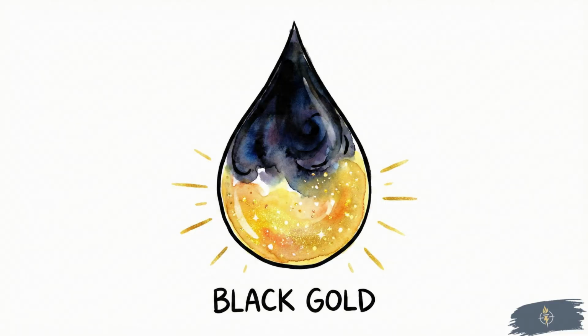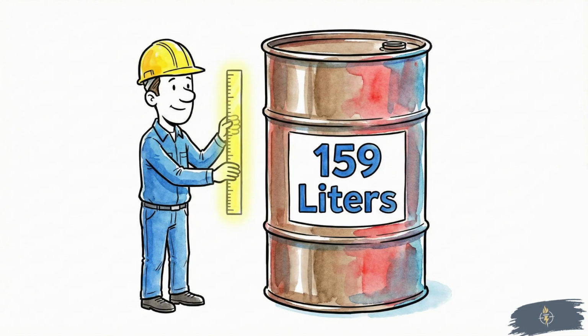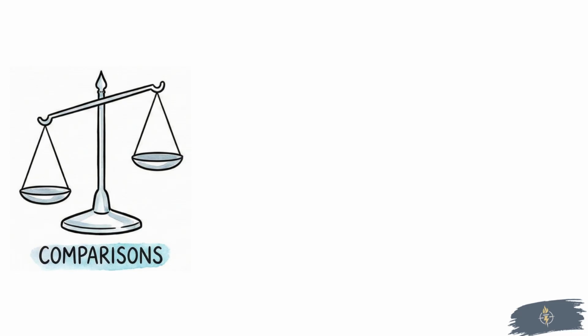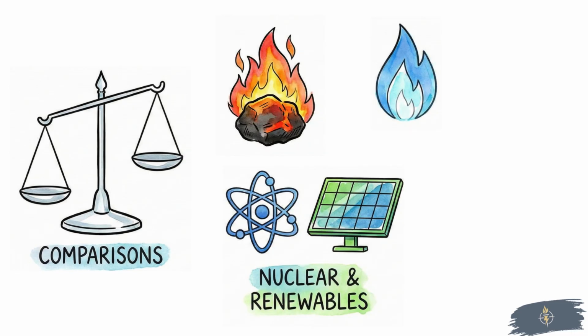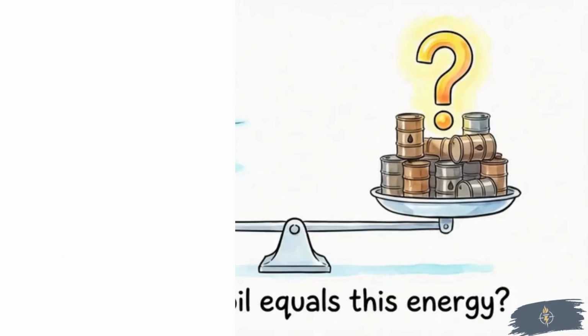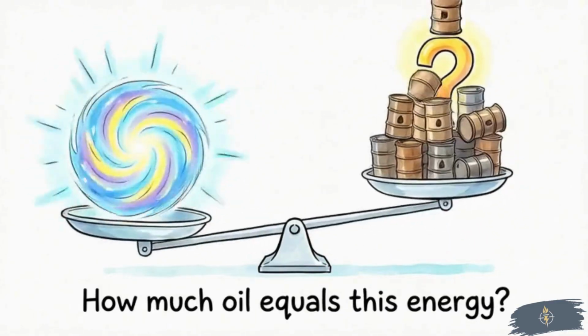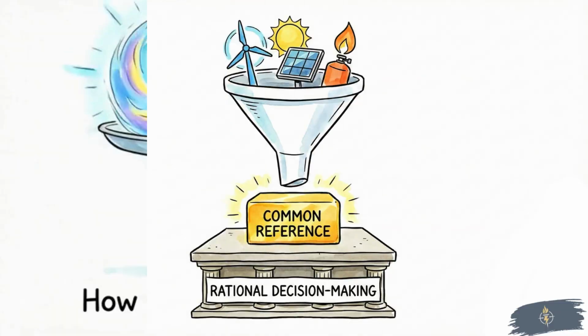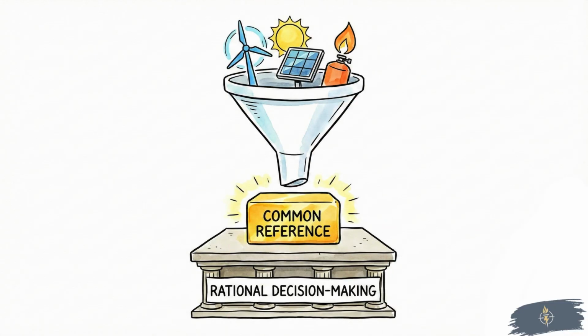Now let's talk about oil, the black gold of the modern world. Energy engineers often compare everything to oil. A barrel of oil contains about 159 liters. To simplify comparisons between coal, gas, nuclear, and renewables, engineers use a unit called a ton of oil equivalent, or TOE. It answers one simple question: how much oil would you need to burn to get the same amount of energy? By converting everything into a common reference, comparison becomes possible. And comparison is the foundation of rational decision-making.